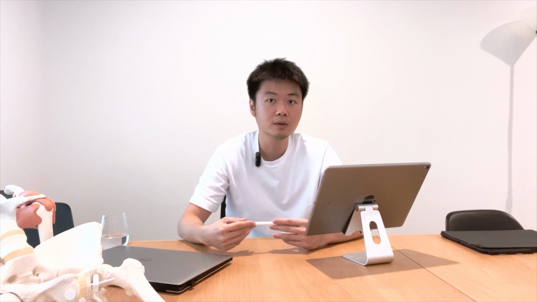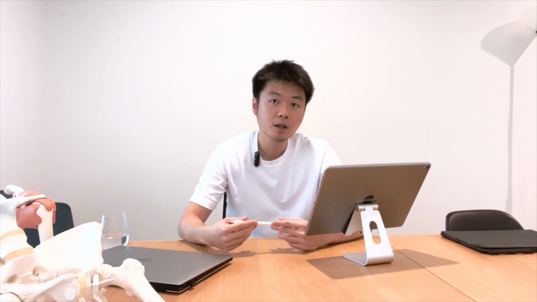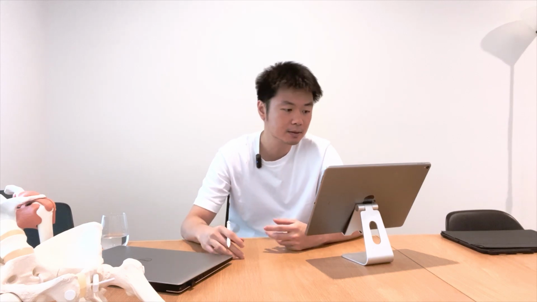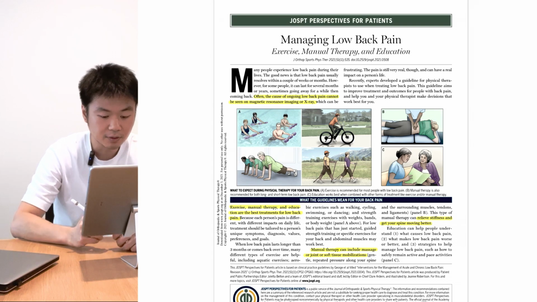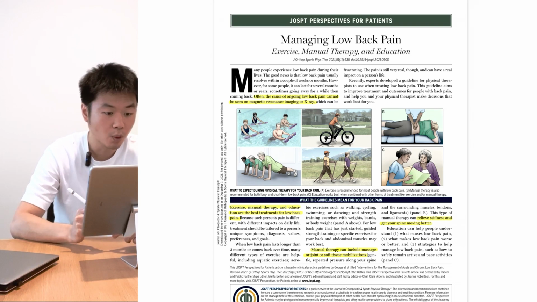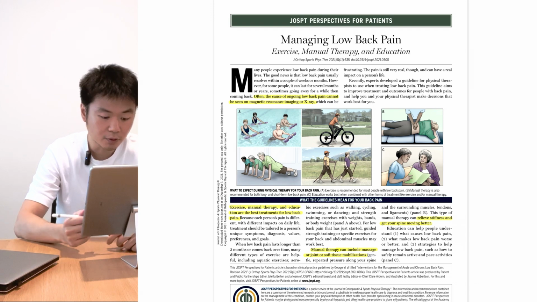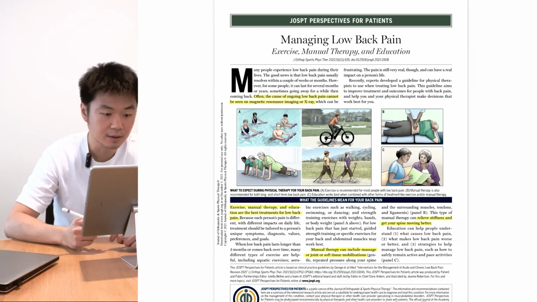Now that I've covered the etiology of degeneration of the spine, and you have an understanding that lifestyle factors play an important role in your spine health, we are now going to look at the clinical guidelines on how to manage low back pain. This is from the latest journal, released in November 2021 by the Journal of Orthopaedic and Sports Physical Therapy.